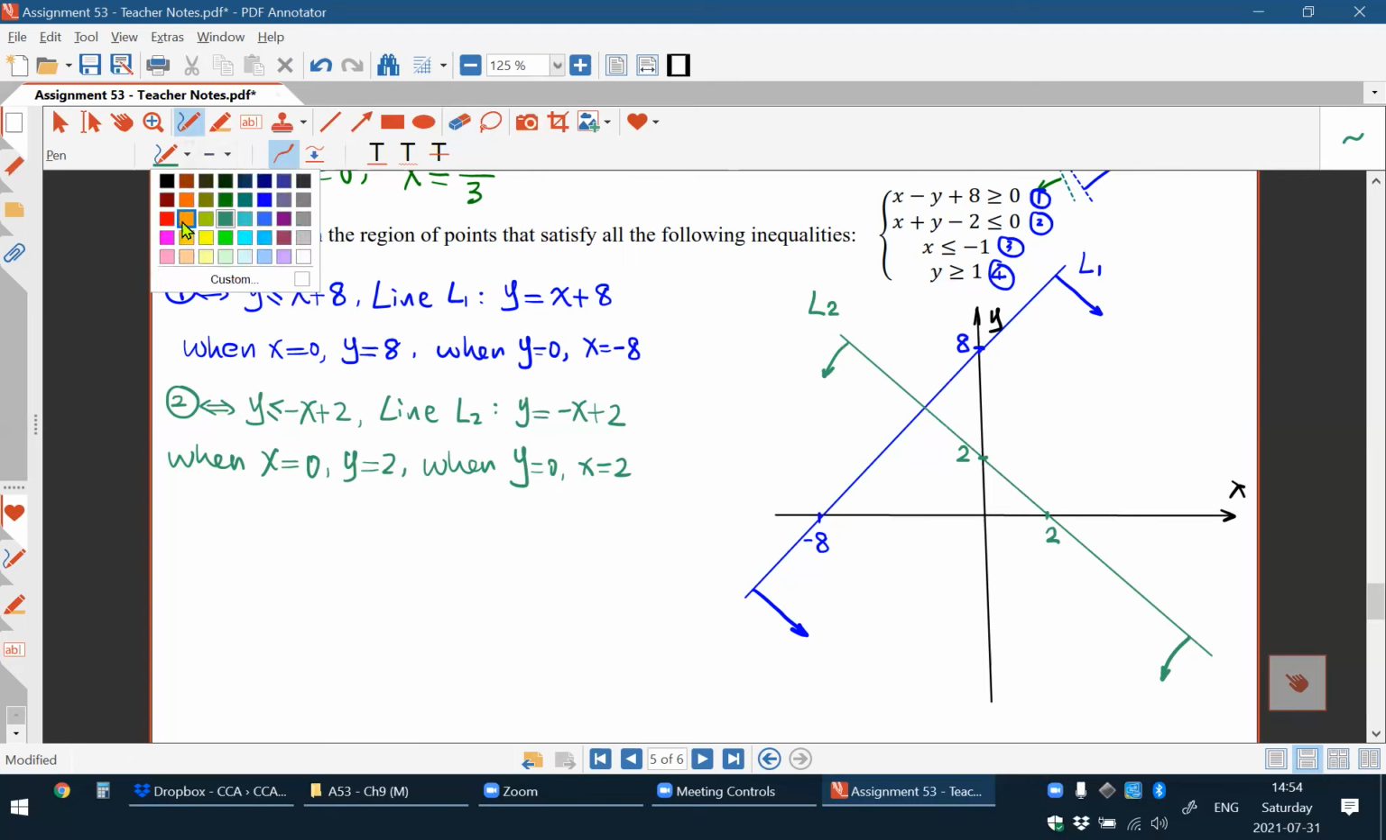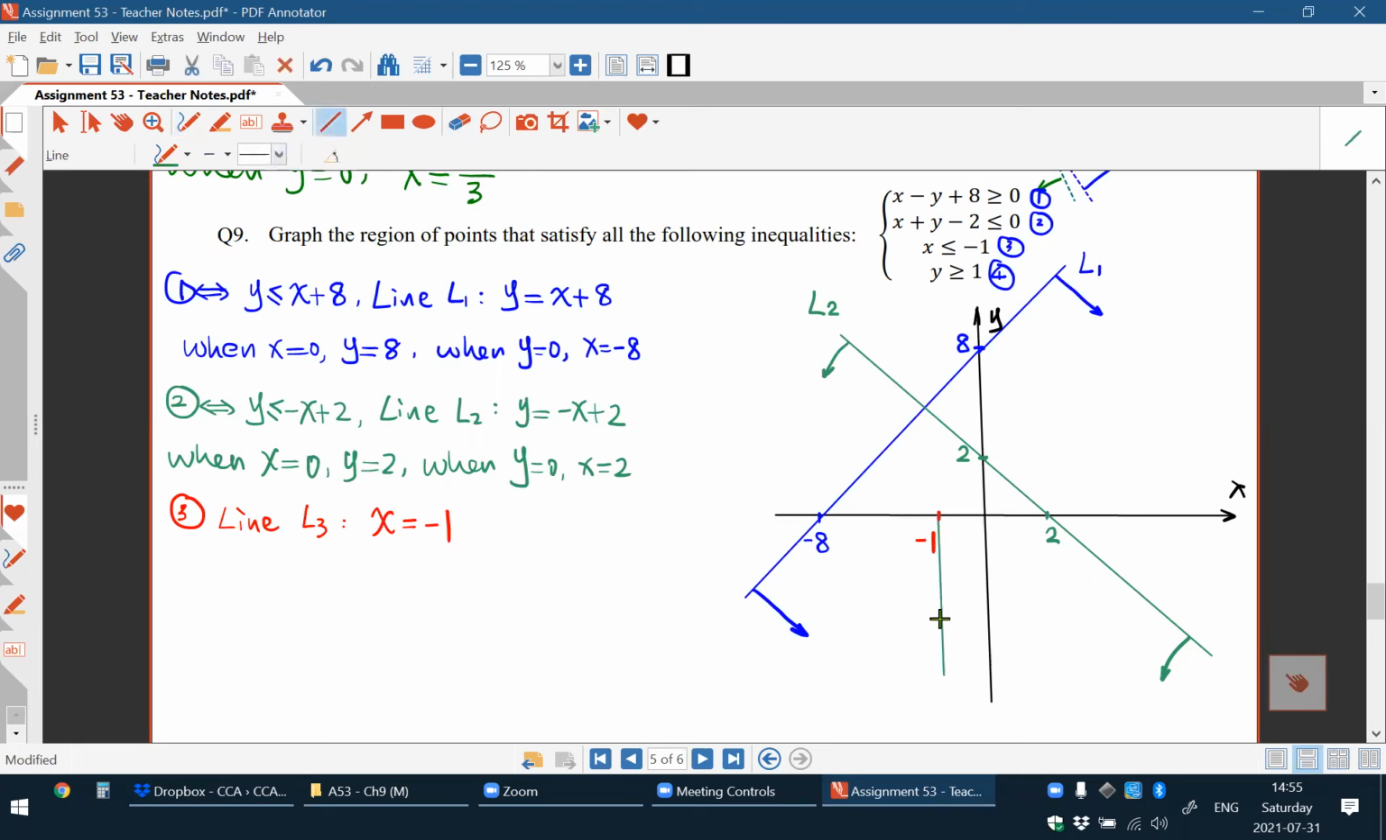Third region, we use another color, how about red? Okay, inequality 3 is equivalent to, actually, it's very simple. It is just x less than or equal to minus one, right? So for line three, we can directly write it by changing the inequality symbol, which is x equals minus one, right? So where is x equals minus one? It is actually a vertical line, which is parallel to the y-axis. So suppose this is minus one, and this must be the vertical line, x equals minus one, right?